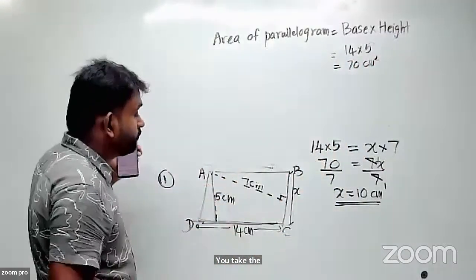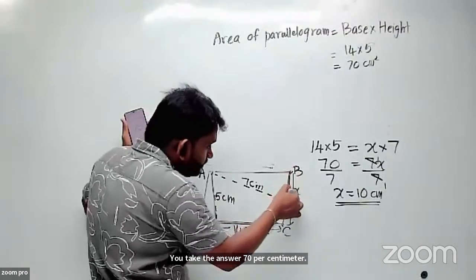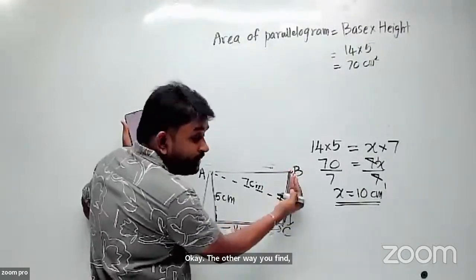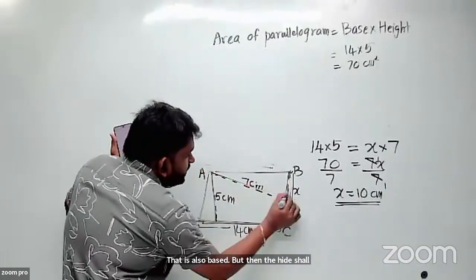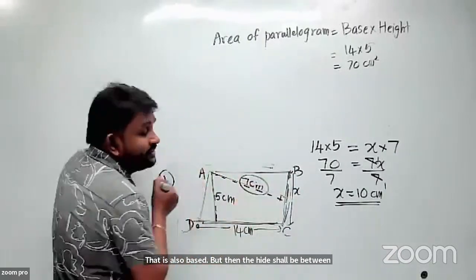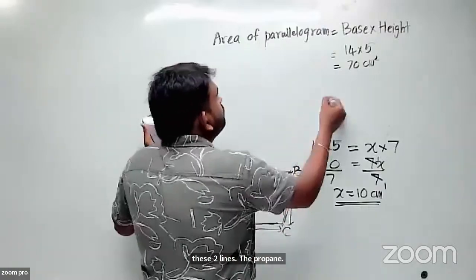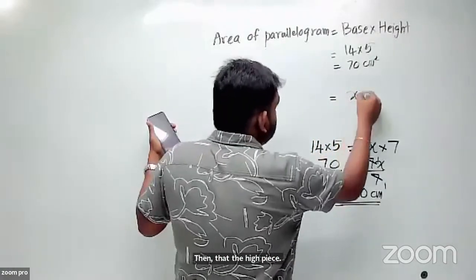Okay, in the other way, imagine taking BC as the base, that is also a base, but then the height shall be between these two lines, the perpendicular height. Then the height is 7. So in that way you write the area x into 7.